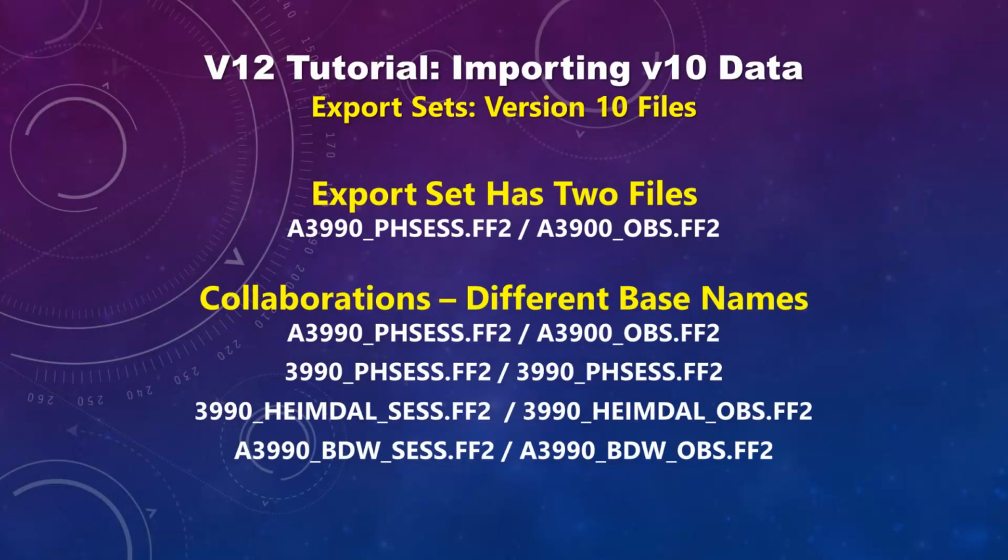A version 10 Canopus export set consists of 2 files with a common base name. Export sets were usually created to archive or exchange data with other MPO Canopus users. In collaborations, the export sets may or may not have different base names. The import process allows combining those variously named files into a single database file with the chosen name. However, the individual sessions in that single database may still have different session names.